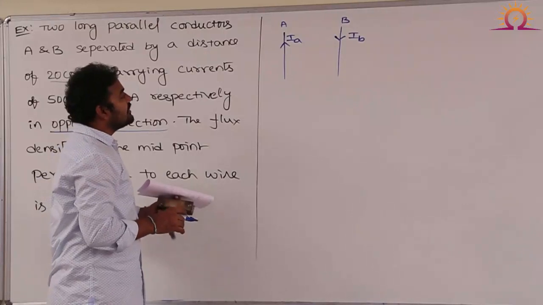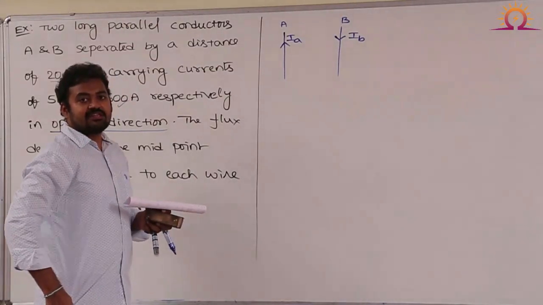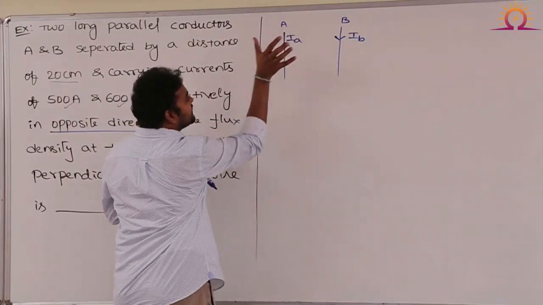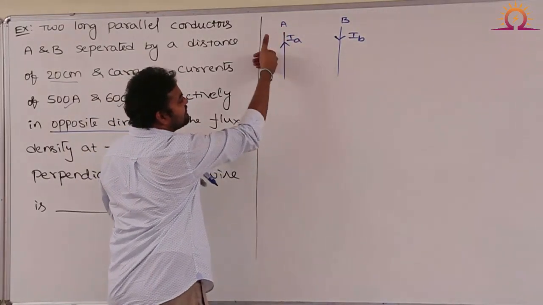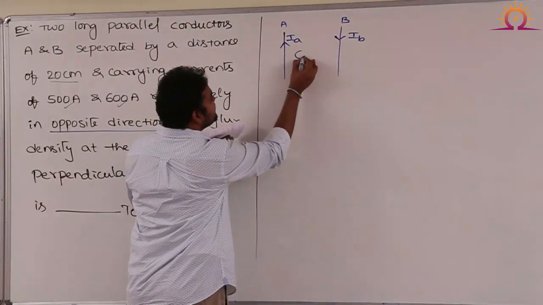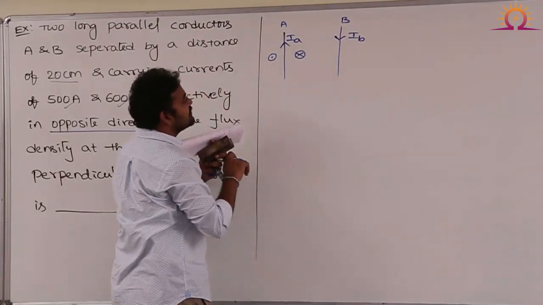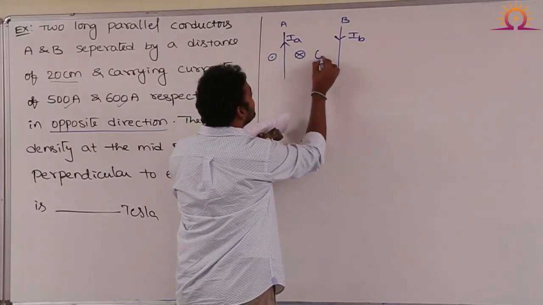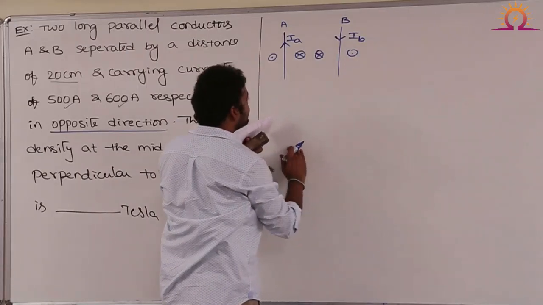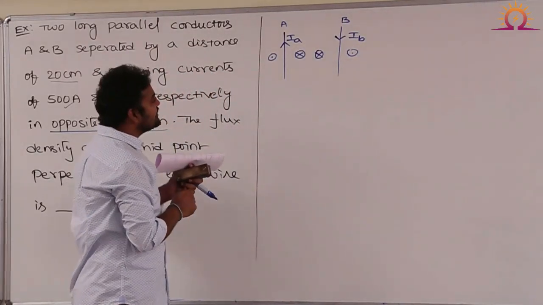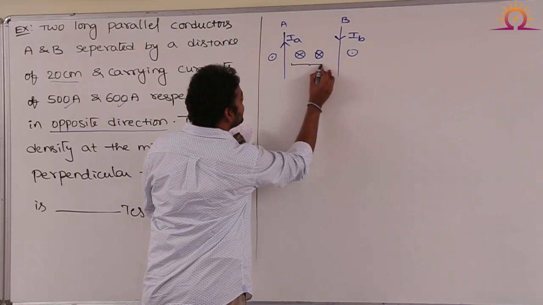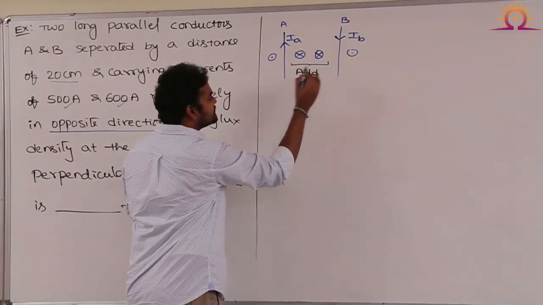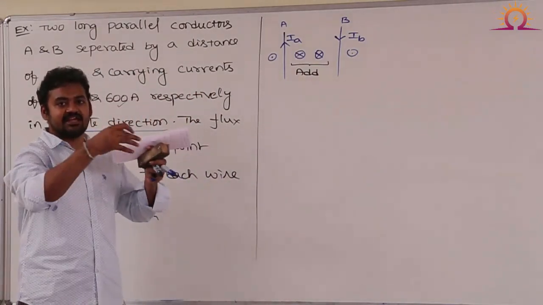Now, according to the current direction, you try to identify the direction of flux using right hand thumb rule. If this is the current direction, my four fingers will represent the flux direction. So here the flux is into the plane, it is out of the plane here. According to the current direction, downward direction, here the flux is into the plane and here it is out of the plane. Therefore, between the two conductors, both fluxes are in the same direction. That means both are magnetizing each other. That means the flux densities will aid.